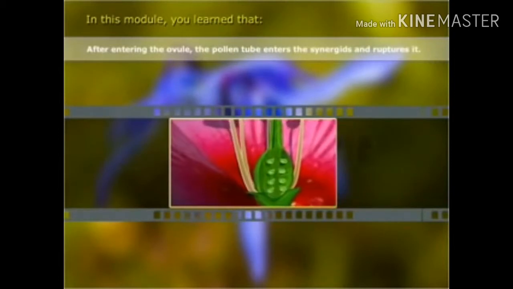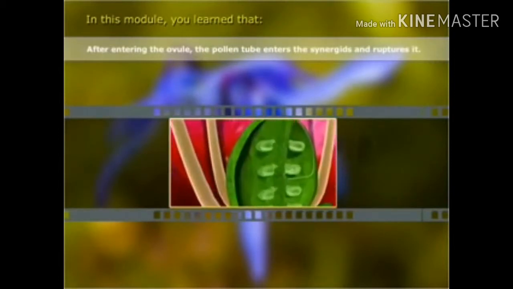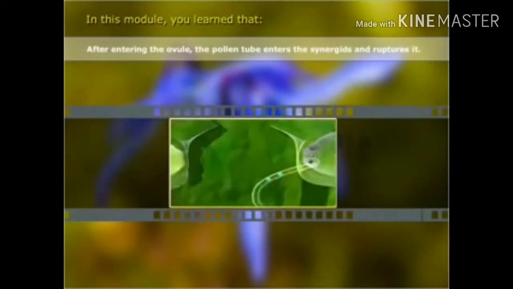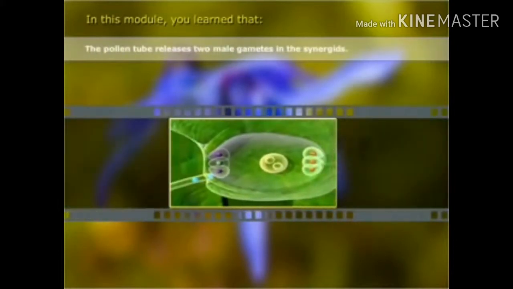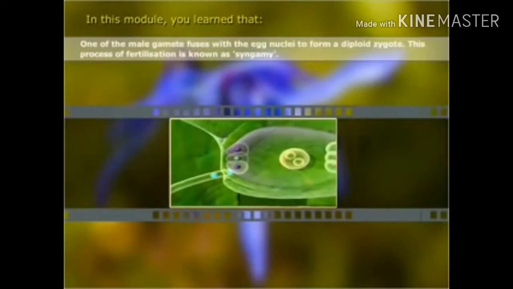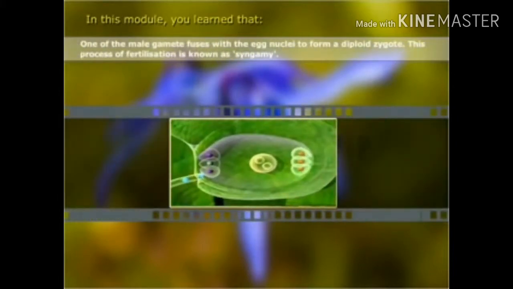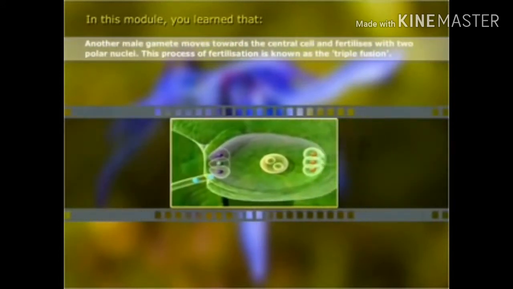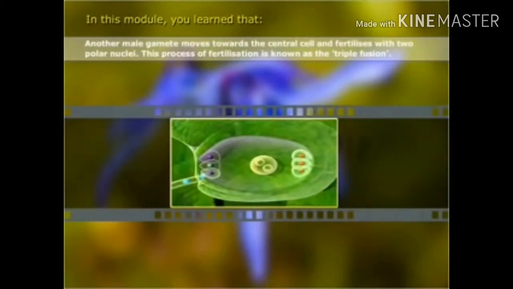After entering the ovule, the pollen tube enters the synergids and ruptures them. The pollen tube releases two male gametes in the synergids. One of the male gametes fuses with the egg nucleus to form a diploid zygote. This process of fertilization is known as syngamy. Another male gamete moves towards the central cell and fuses with the two polar nuclei. This process of fertilization is known as triple fusion.